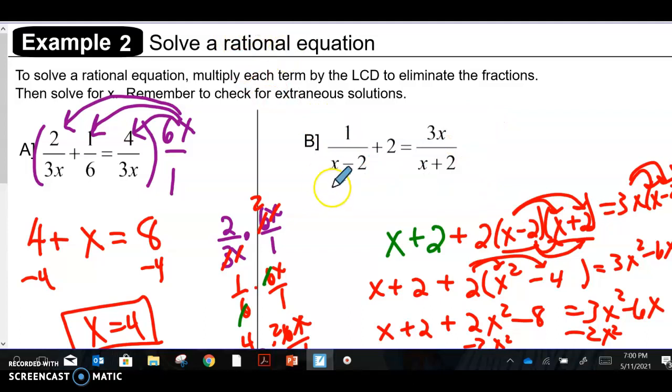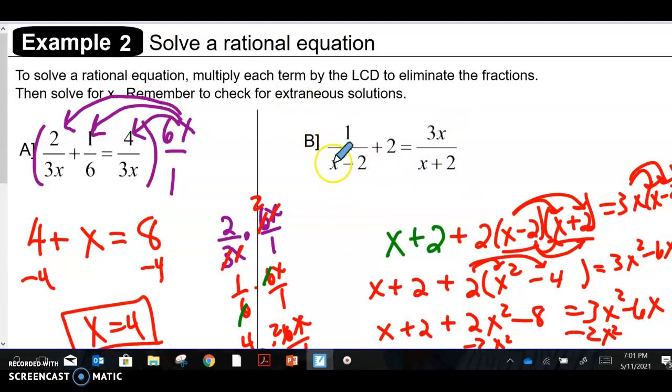So I'm going to put x equals 1 in. That gives me 1 over, what's 1 minus 2? Negative 1? 1 over negative 1 is negative 1, plus 2 is 1. 3 divided by 1 plus 2 is 3. 3 divided by 3 is 1. Great. The left side equals the right side when I stick 1 in for x.